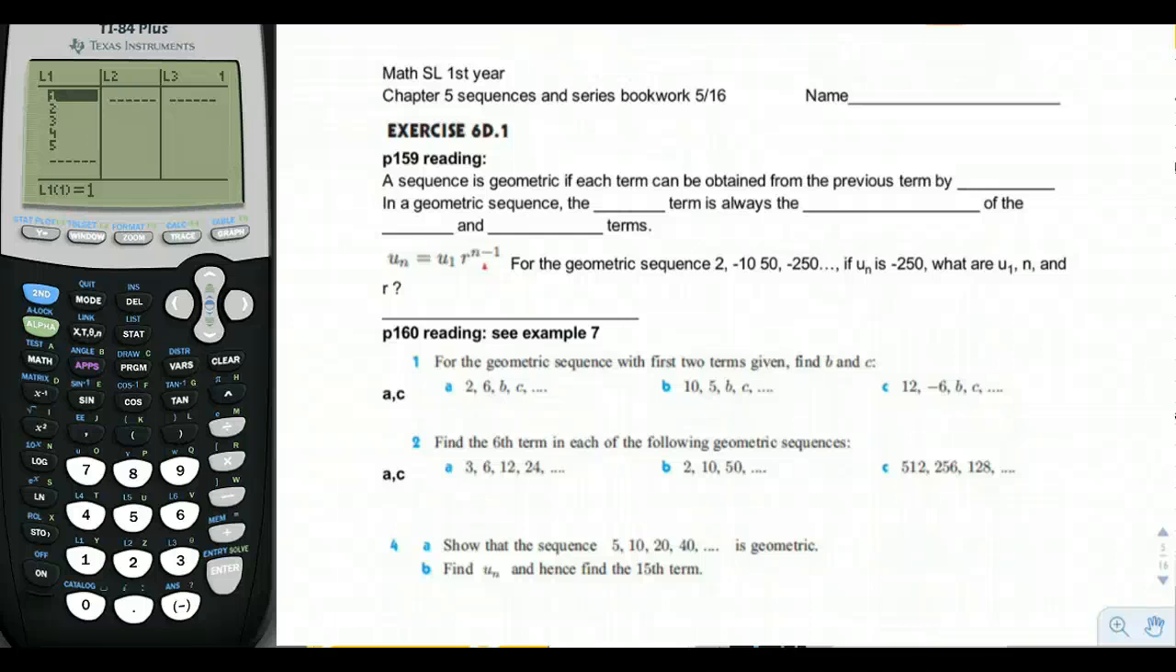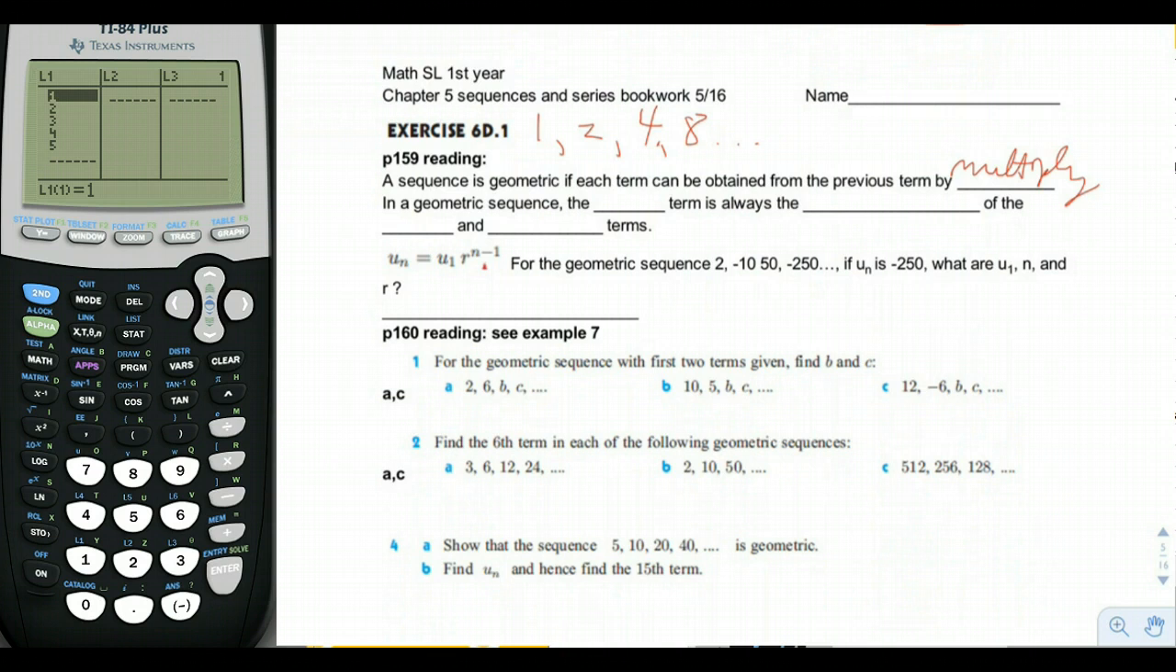Okay, here we are on page 5 and 6 of sequences and series. A sequence is geometric if each term can be obtained from the previous term by multiplying. Just to give you an example of a geometric sequence, we can give here 1, 2, 4, 8. So how do we get one term from another? We multiply. In a geometric sequence, the blank term is always the blank of the blank and the blank.